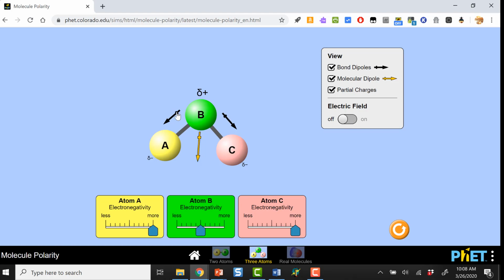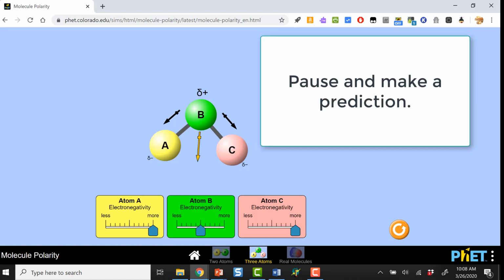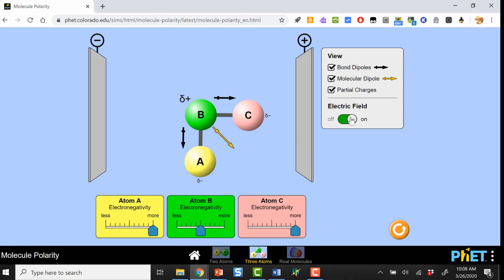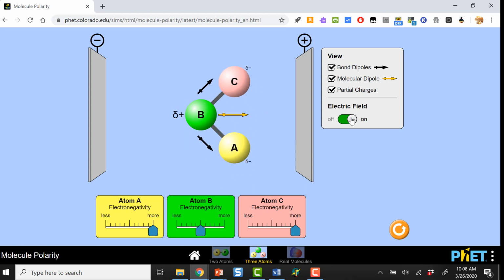Notice we have the two bond dipoles. We got partially negative, and we have a partially positive end over here. We have 3 different ends. Do we show that this molecule has a dipole? Turn on the electric field. We see yes, it does have a dipole.